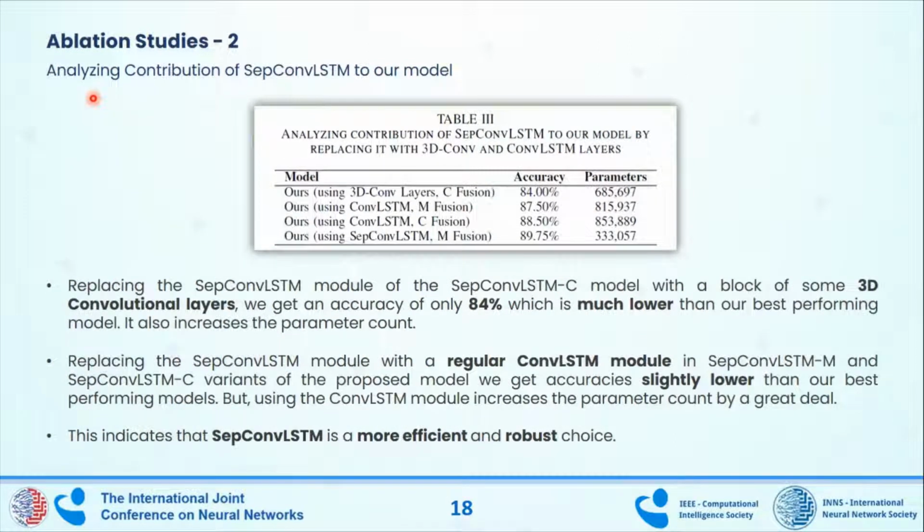In the second ablation study, we try to understand the contribution of Separable LSTM to our model. And we do this by replacing it with 3D convolutional blocks and conv LSTM layers. So when we replace Separable LSTM with some 3D conv layers, we get only 84% accuracy. When we use conv LSTM, we get a slightly lower accuracy, but the number of parameters is increased substantially. But when we use Separable Convolutional LSTM, we get a good accuracy, yet the number of parameters are much lower. This tells us that Separable LSTM is efficient yet robust.